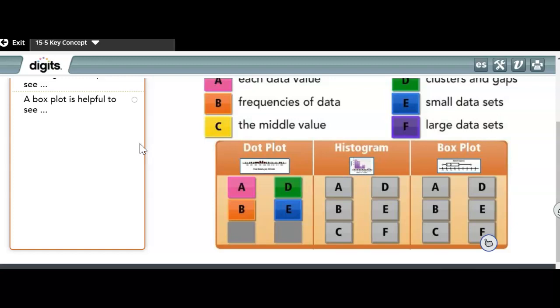You want to take B off? Okay, B stands for frequencies of data. Do dot plots show the frequency of data? Some of you are shaking your head. Yes. How? Dave.